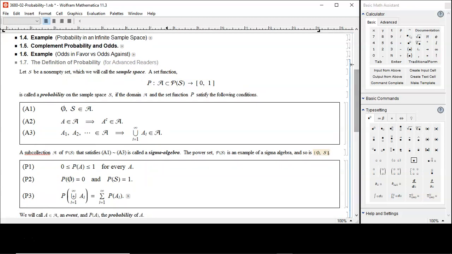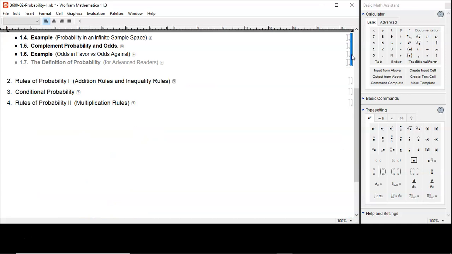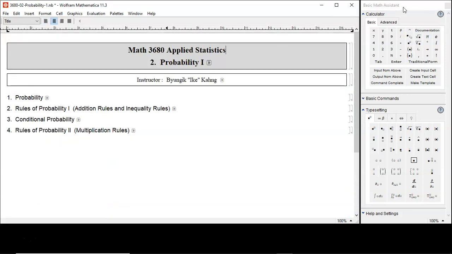Okay, that's how we can define the probability in really precise terms. So that's where we're going to stop, and so much for the optional topic. Thank you.